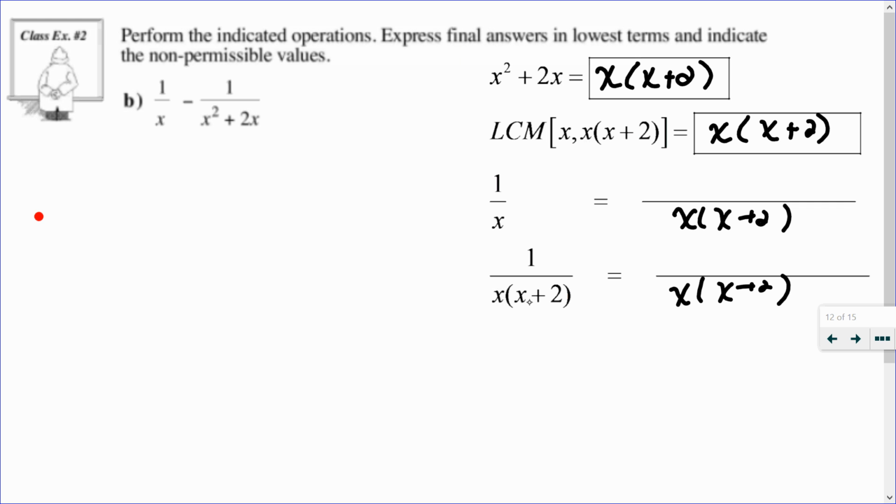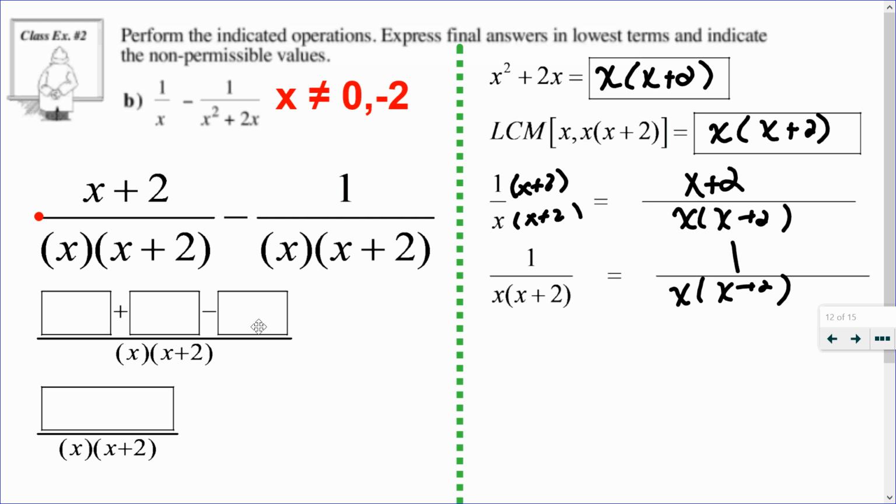Now the second fraction already has that as a denominator, so it stays the same in the numerator as well. For the first fraction, I'm missing a factor of x plus 2, so I will multiply numerator and denominator by x plus 2. I have non-permissible values of 0 and negative 2, so x can't be 0, x can't be negative 2. And now that the denominator is the same, I'm ready to add.